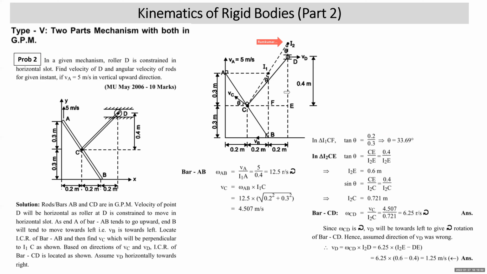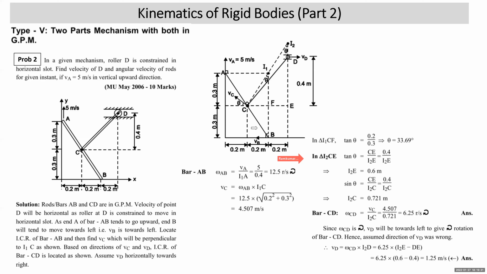Now, in triangle I2CE, you get tan theta as C upon I2E. C is 0.4, so you get I2E as 0.6. Then in the same triangle, sin theta is opposite upon hypotenuse. Opposite is 0.4 upon hypotenuse I2C. You get I2C as 0.721. Then we go to the motion of bar CD.